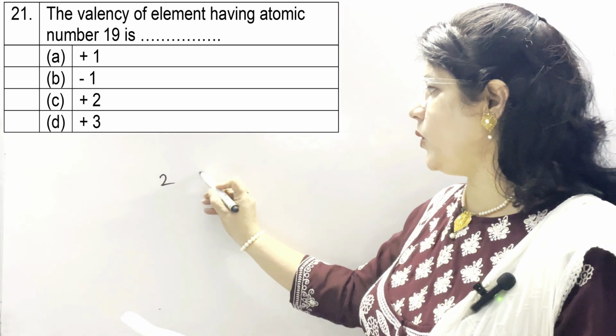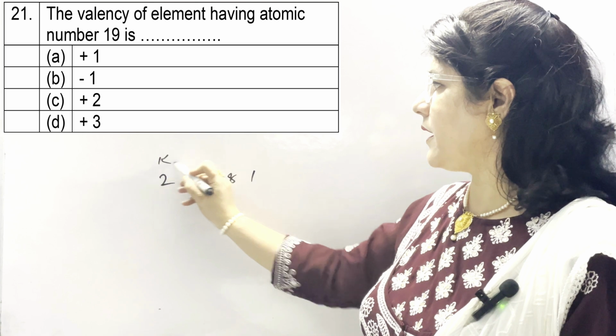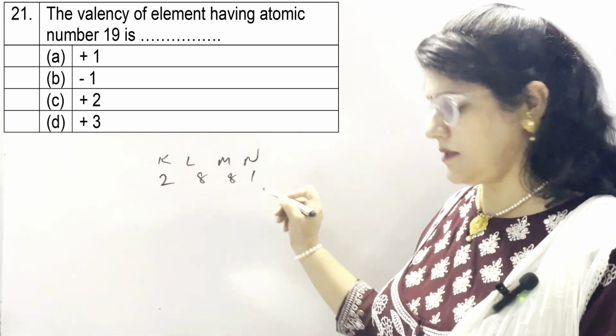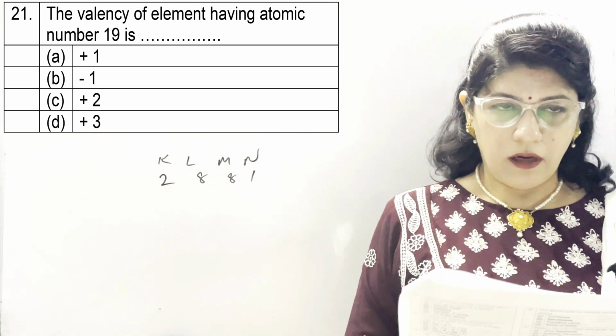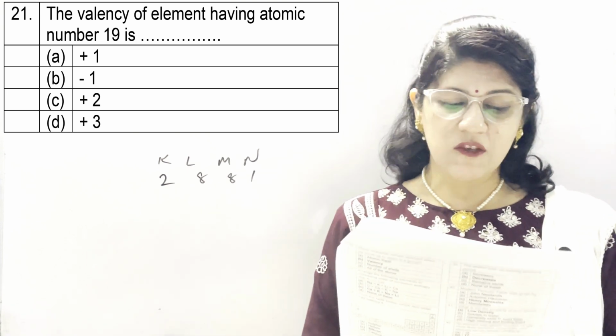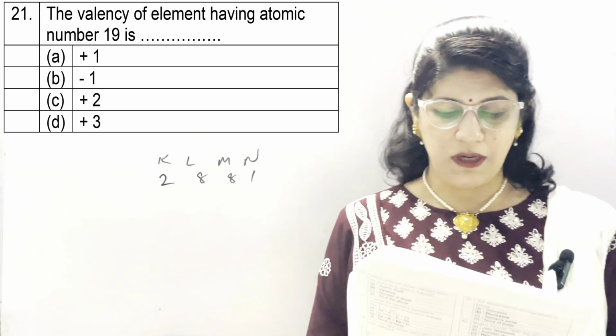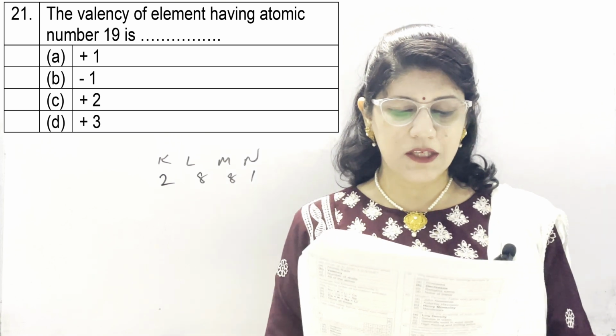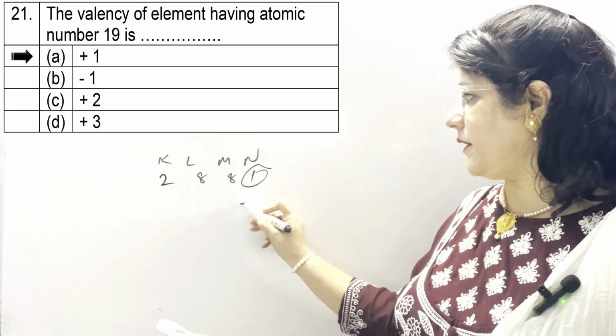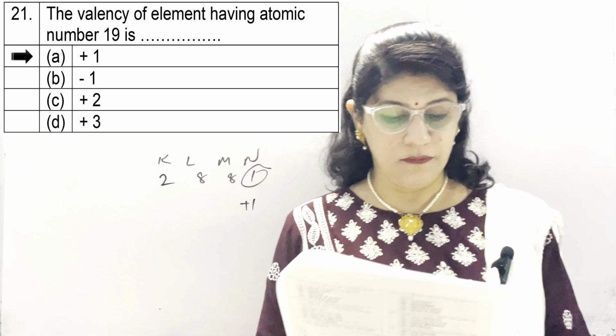MCQ number 21. What is the valency of element having atomic number 19? 19, it means 2, 8, 8 and 1. K, L, M and N. It is 19. So A option is plus 1, B is minus 1, C is plus 2 and D is plus 3. So we know that the valency of this element is plus 1 because it is a metal.